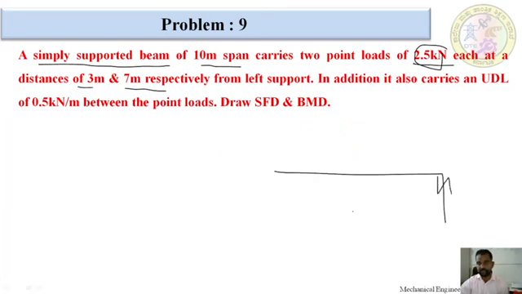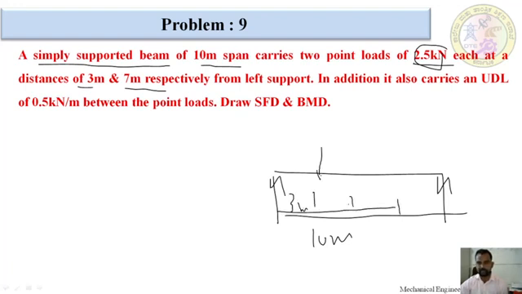First, we have to draw a simply supported beam. After that, the total distance is 10 meter. It carries 2 point loads of same magnitude. One is 3 meter from left support, this distance is 3 meter, and the same magnitude at 7 meter distance from left support. 1 point load, this is also 2.5. This is also 2.5.